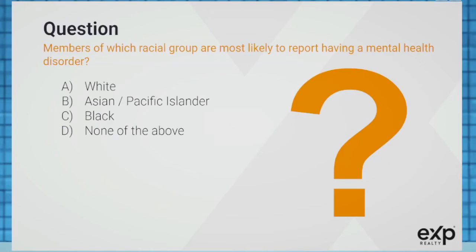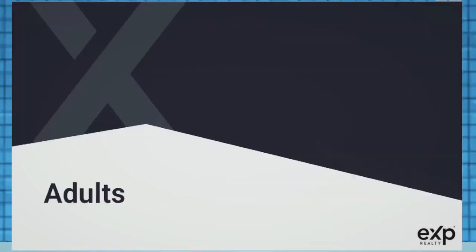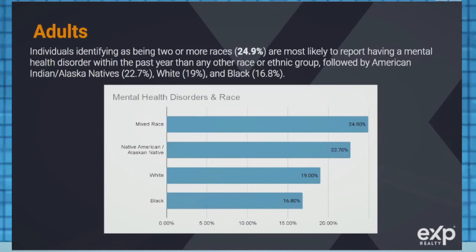Members of which racial group do you think are most likely to report having a mental health disorder? Do you think white folks, Asian Pacific Islanders, black folks, or none of these? I'll give you a second to think about it. Now, the answer here is tricky because it's none of the above. It's also partially all of the above. It's actually individuals identifying as being 2 or more races, mixed race folks.